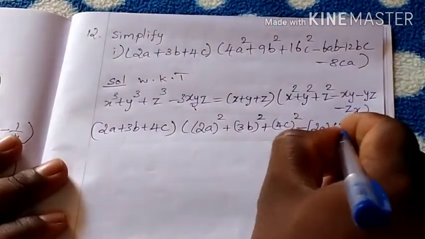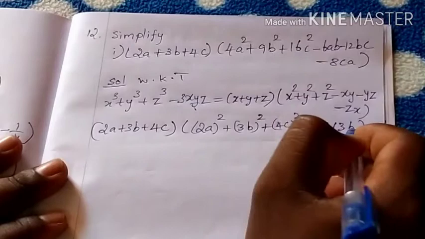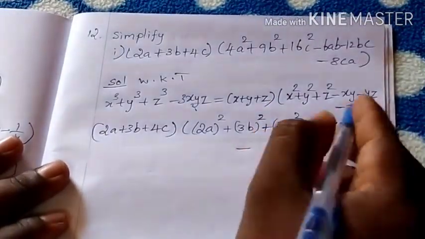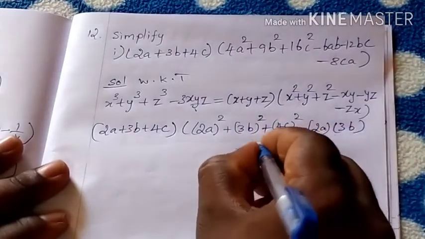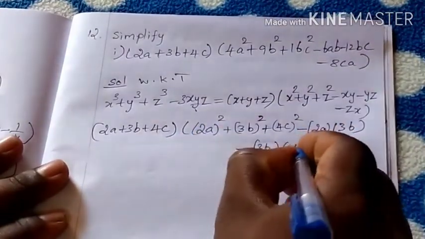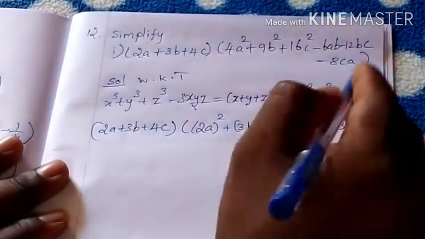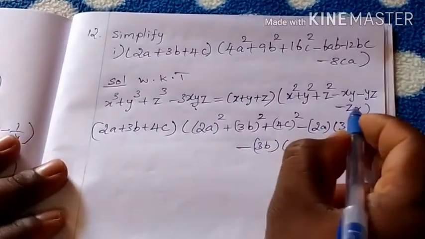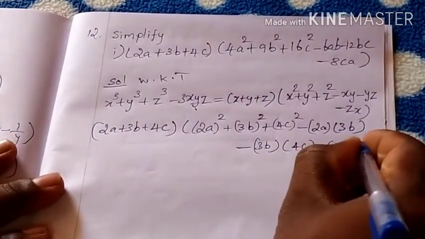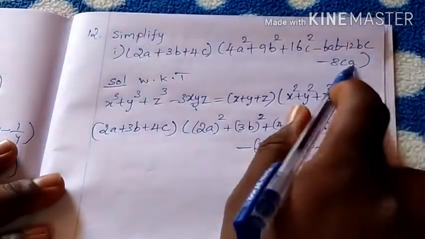y is 3b. So multiplying both the values, 2 threes are 6, a into b, ab. Now we get, okay, minus yz, y is 3b and z is 4c. Check now, 3 fours are 12, b into c, bc. And minus zx. Z is 4c, x is 2a. Okay, 4 twos are 8, c into a, ca.